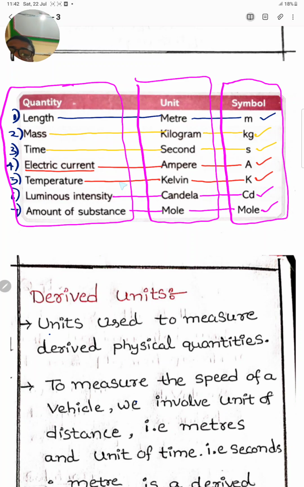Except these 7 fundamental quantities, all remaining quantities belong to derived quantities. Like that, in the SI system, except these 7 units, all remaining units are called derived units. Except these 7, which are fundamental units, all the remaining units belong to derived units. These are the symbols of these units. Okay, next.